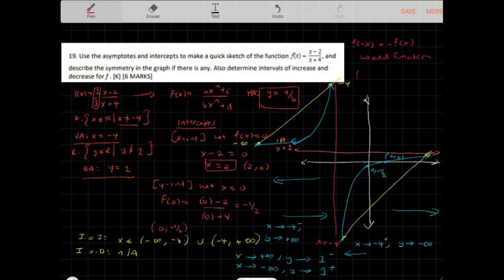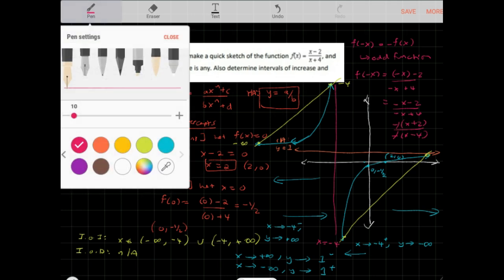Okay, so if I do f of negative x, I get negative x minus 2 over negative x plus 4. If I simplify this, this is basically negative x minus 2 over negative x plus 4. If I factor this out, you get x plus 2 over negative x minus 4. Cancels out, right? And you can actually notice here that this isn't an odd function, right?